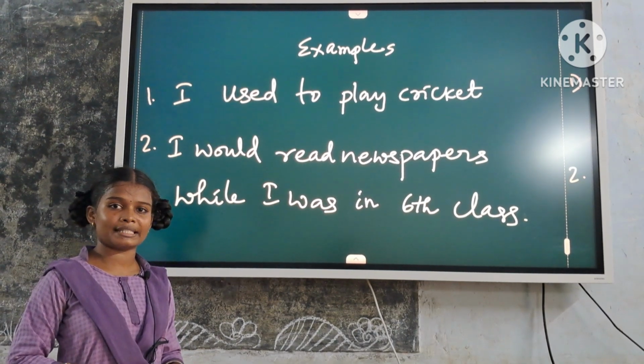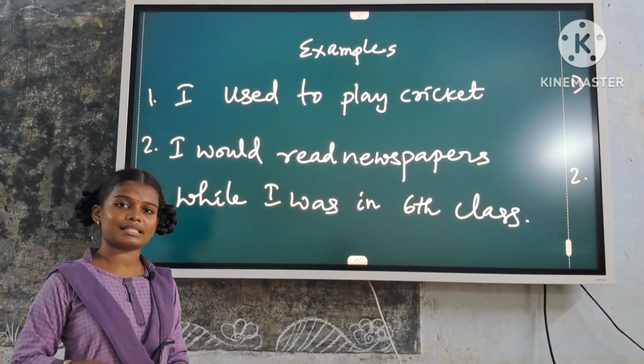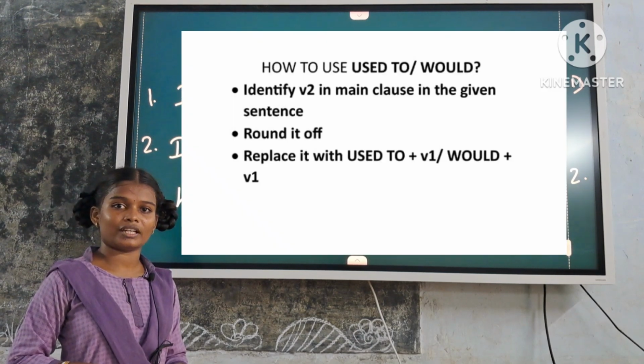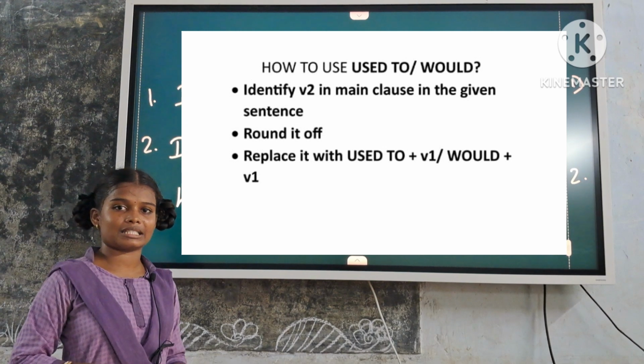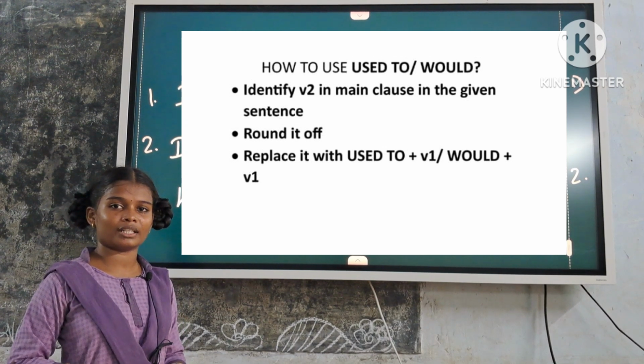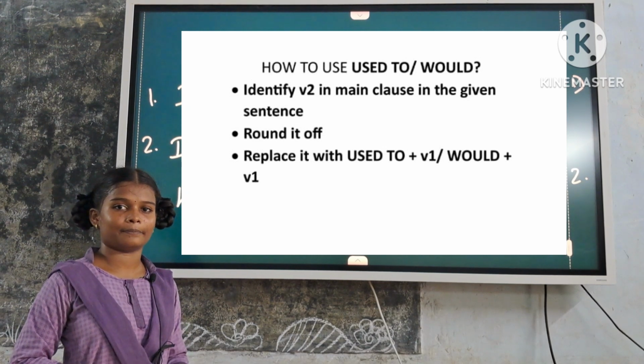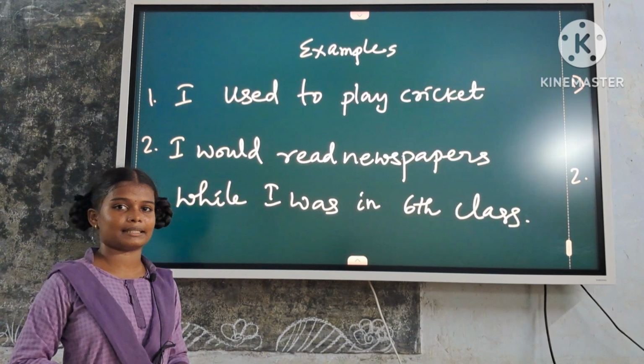Now the question is, how to rewrite these sentences using used to or would? First, identify the verb in the main clause in the given sentence. Next, round it off. Replace it with used to plus V1 or would plus V1. So the answer is ready.